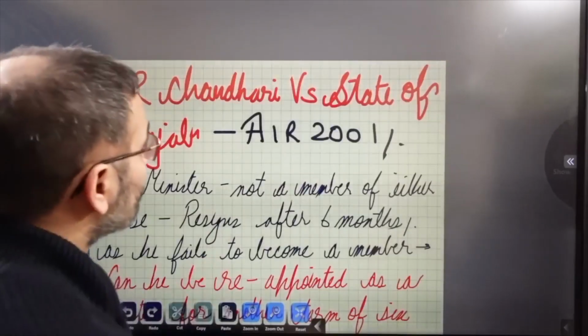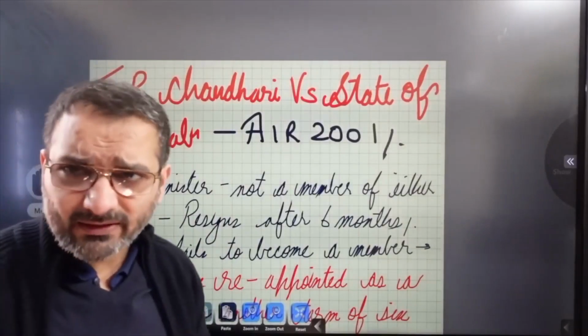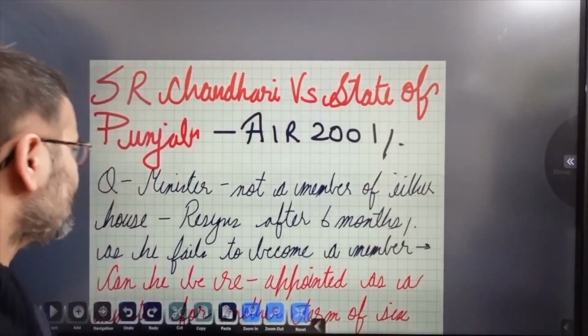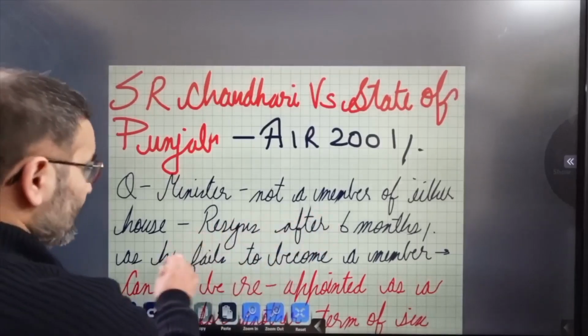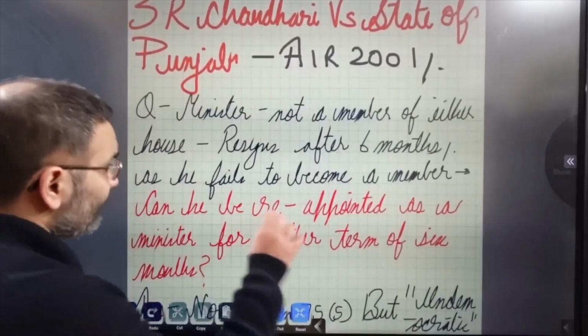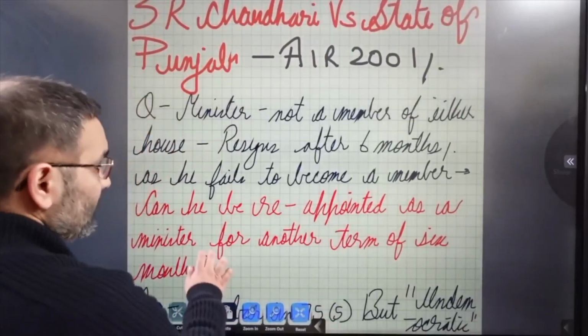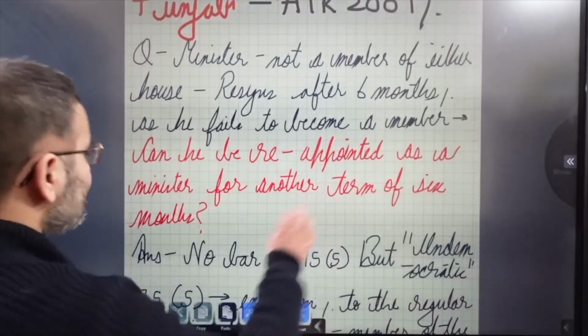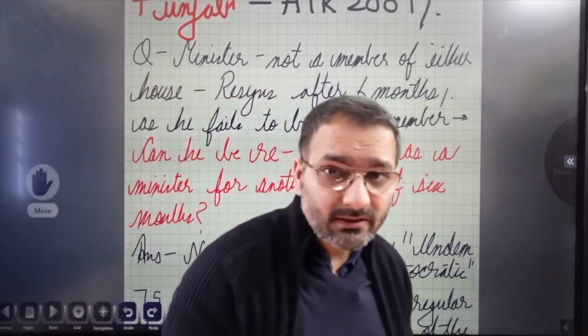Okay, now write this case law down. S.R. Chaudhary versus State of Punjab. This is a very crucial and very recent case law, AIR 2001. The question raised was, when a minister who is not a member of either house resigns after 6 months because he failed to become a member of one house, can he be reappointed as a minister for another term of 6 months? Because 75 is silent on this.